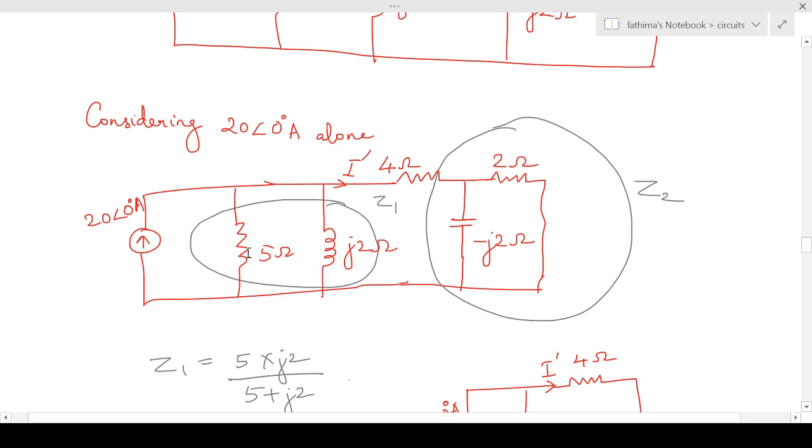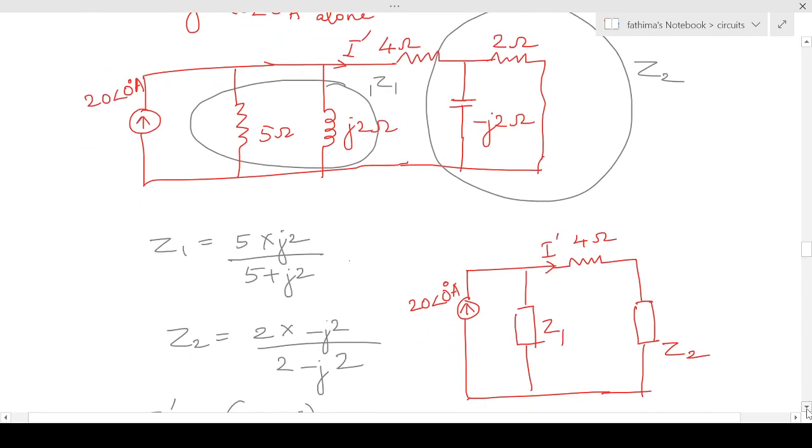So we can find I dash. In order to find I dash, I'm going to take the equivalent of this particular impedance and this particular impedance. This is Z1 and this is Z2. Z1 is 5 and j2 ohm in parallel, so 5 into j2 divided by 5 plus j2. And Z2 is 2 and minus j2 in parallel, so 2 into minus j2 divided by 2 minus j2. So you will get Z1 and Z2.